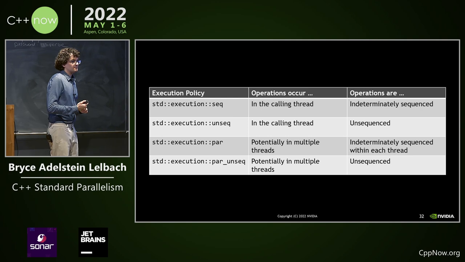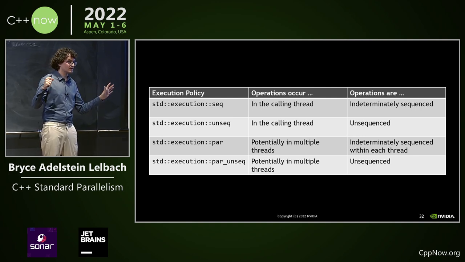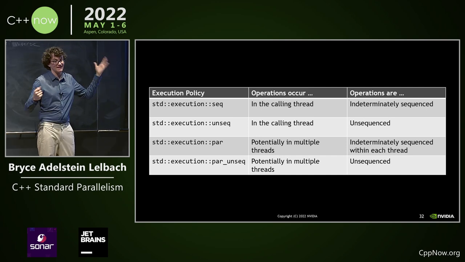Another use case might be generic programming. You might have some code that you, in some cases, want to just call completely sequentially, and in some cases, you want to call in parallel. And so you just pass in the execution policy as a parameter.